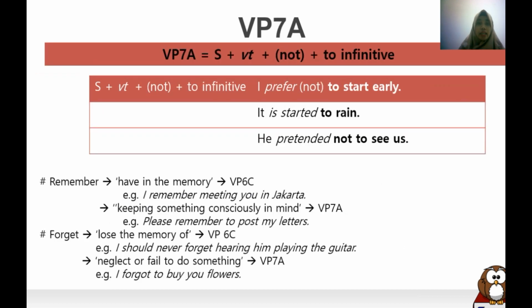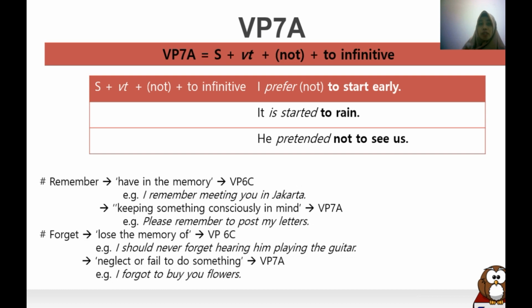Okay, next one we have VP7A. The formula is subject plus VT plus not. Not here is optional. You may use it or you may omit it, plus to infinitive. For example, I prefer not to start early. I here is the subject, prefer is the VT, not you can use or omit, and then to start early is the to infinitive.